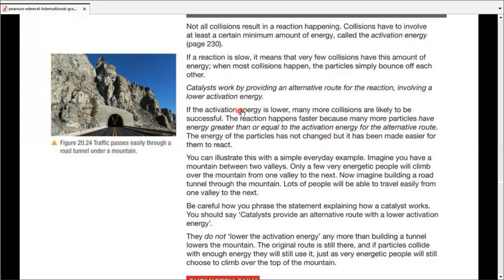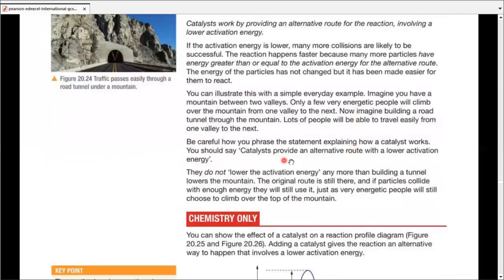It lowers the activation energy. Many more collisions are likely to be successful. Reaction happens faster. More particles have successful collisions. And now that we have a faster rate of reaction, what does that do for our reaction? It does not give us a higher amount of product. You need to understand it only provides an alternate route. And actually what happens, everything happens in lesser amount of time. Remember, catalyst is not going to give you a higher yield of product. What happens is that catalyst reduces the time for that yield to happen, for that result to occur.